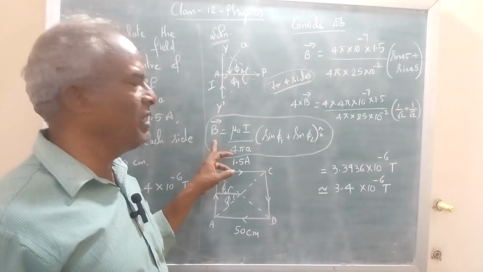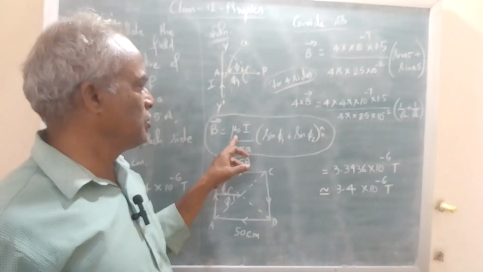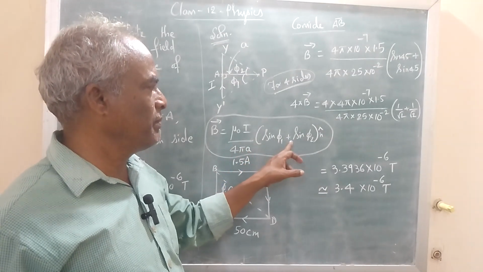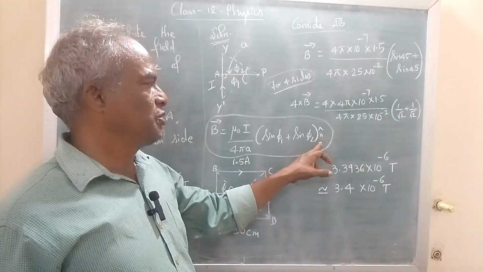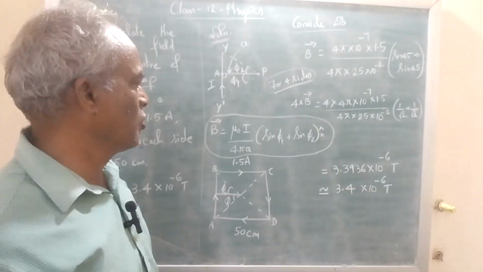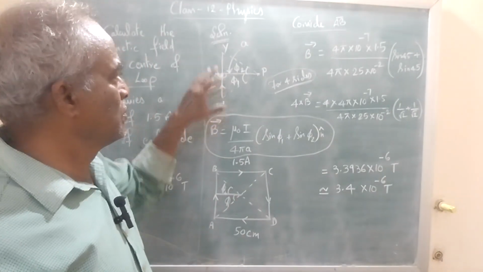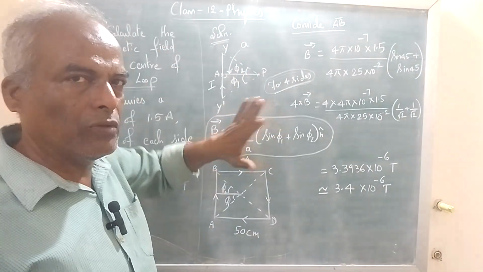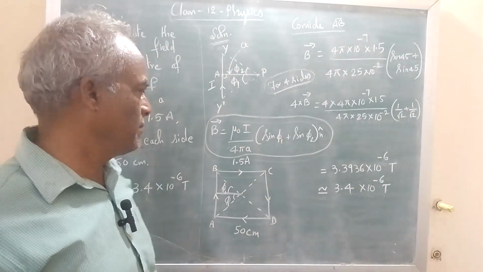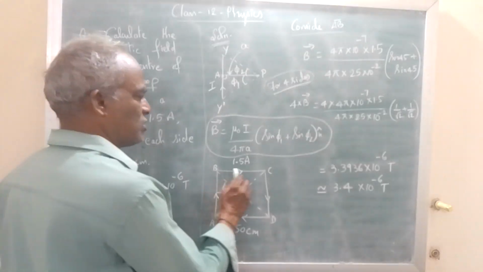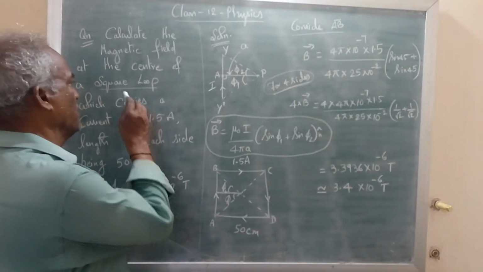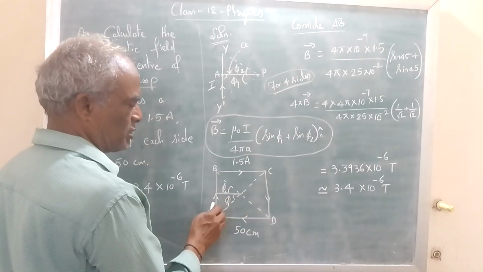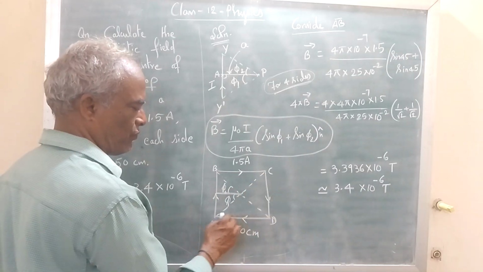The magnetic field B vector is equal to mu naught I by 4 pi a into sin phi 1 plus sin phi 2 into n cap, the unit normal vector. You must know the derivation of this and the final result, and we are going to make use of the final result. Now this is the square loop. It is given as a square loop, and the current flowing in this conductor is 1.5 amps.